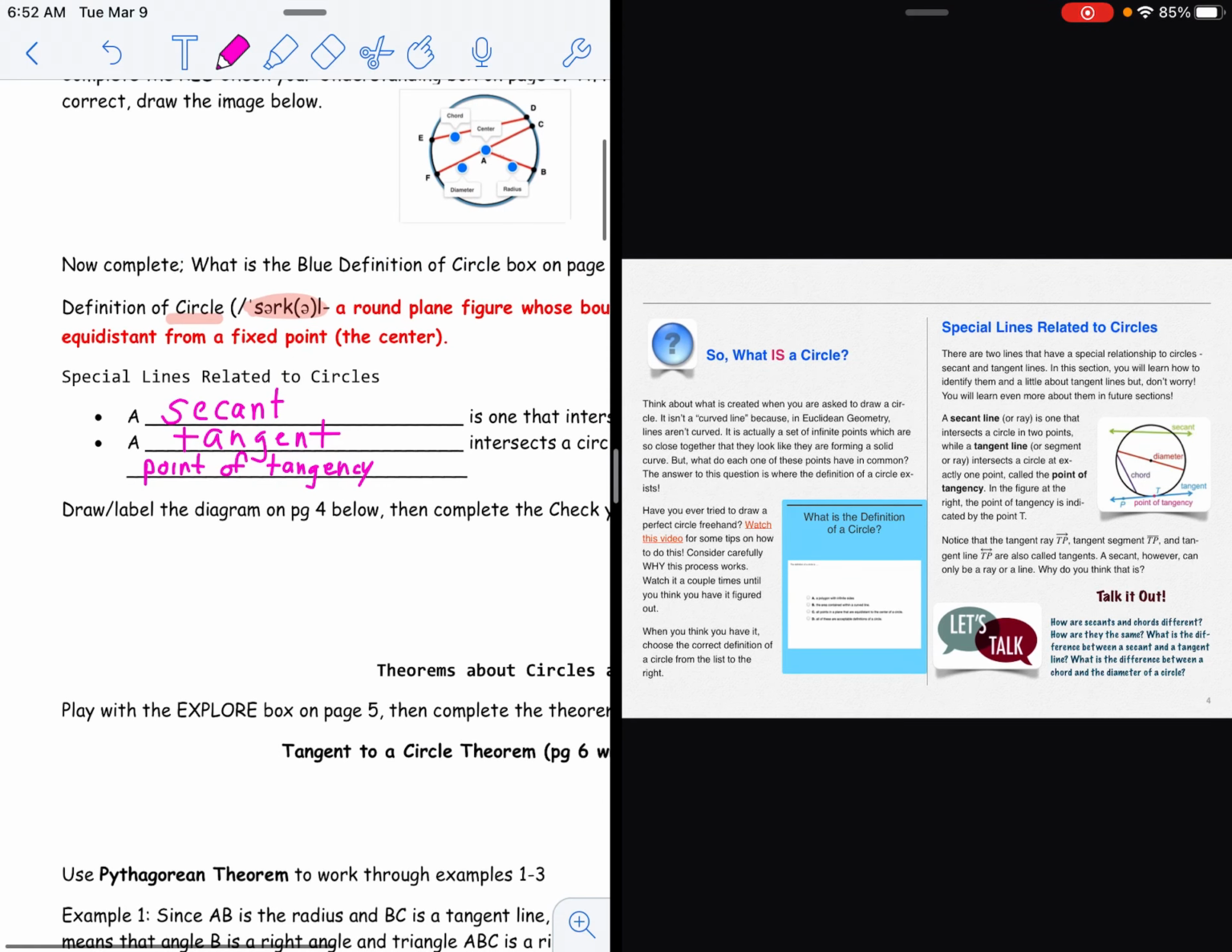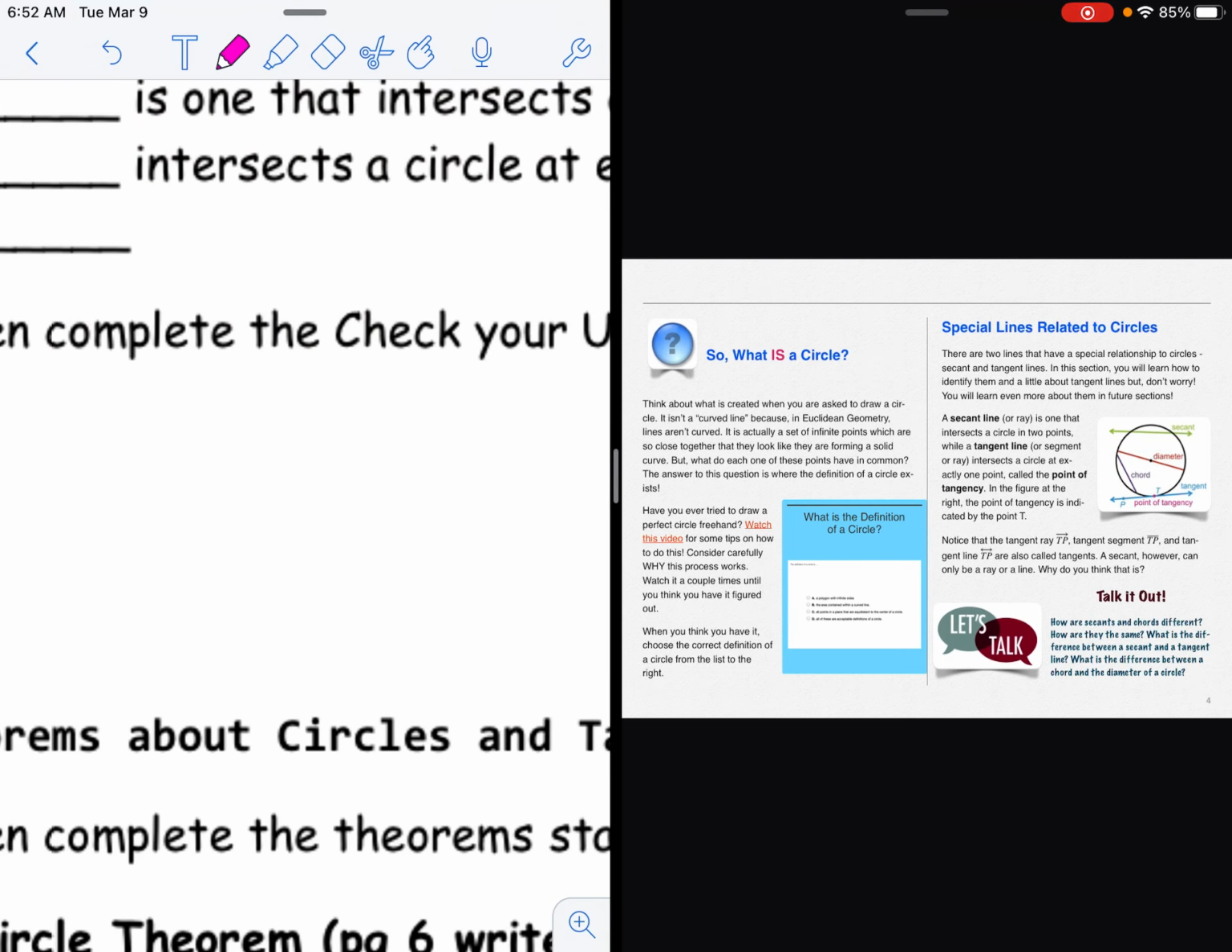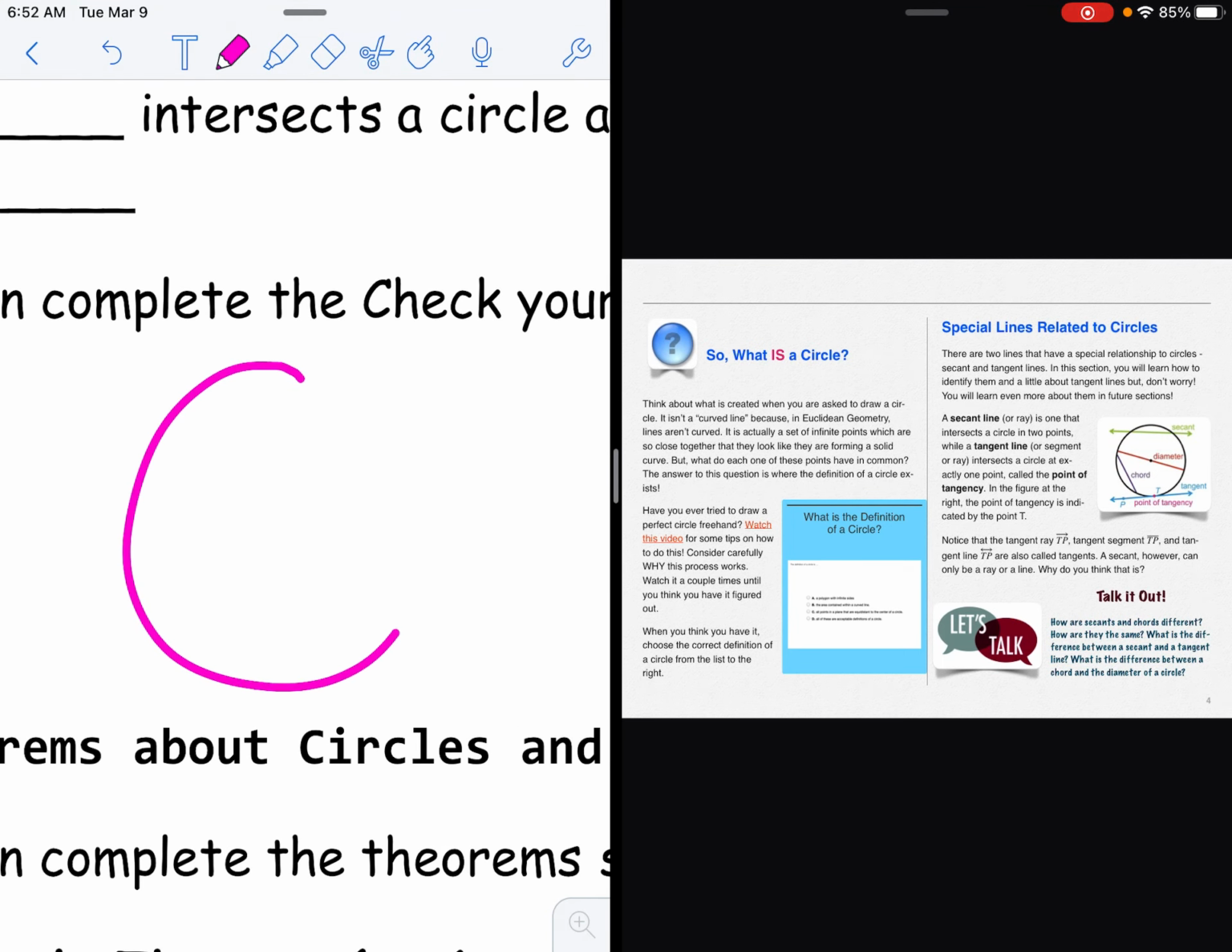Tangency is a hard word for me to spell. I feel like tangent ends with a T, but then in tangency, you remove that T for some reason. All right, and then let's go ahead and draw this right here. We got some circle.